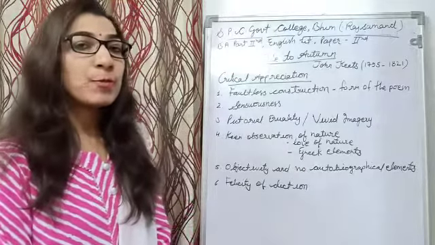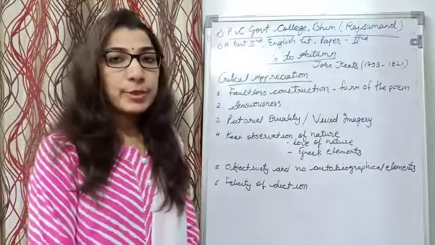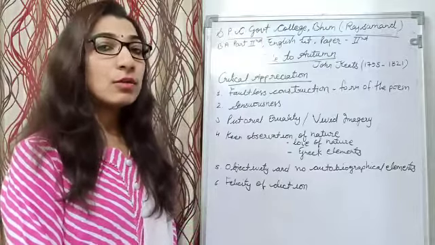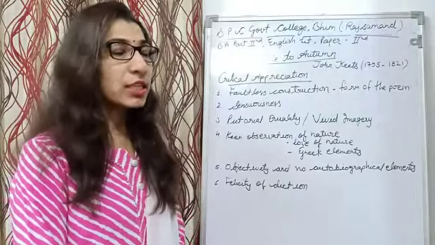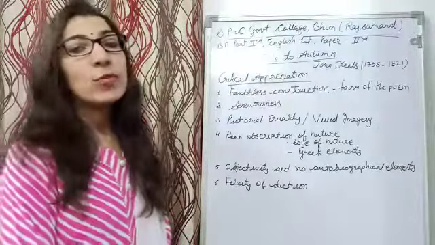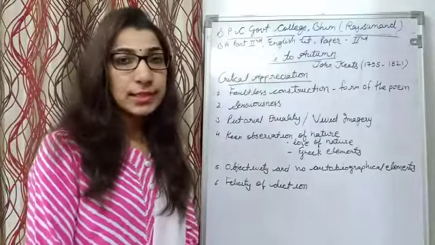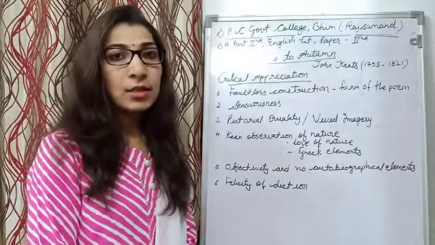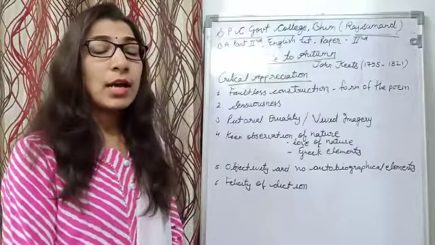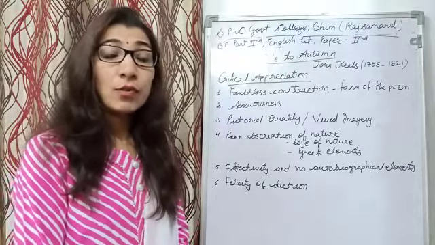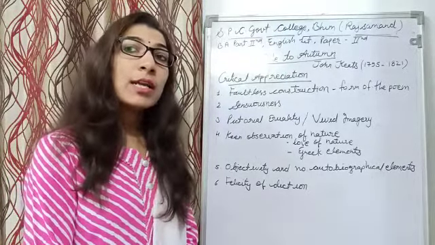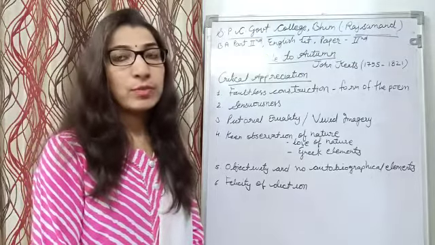Today I am going to explain the critical appreciation of the poem Ode to Autumn by John Keats. This poem was written in September 1819, and it expresses Keats' love of nature. In this poem, he describes the season of autumn.